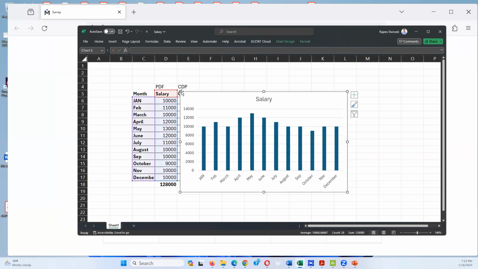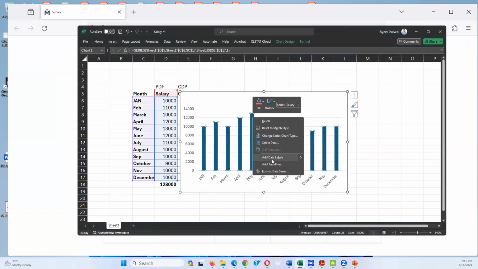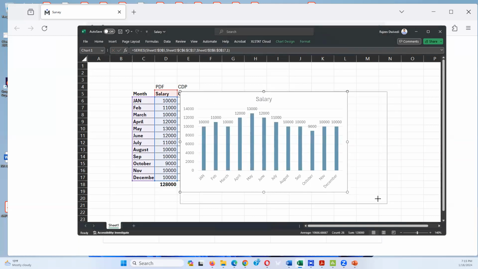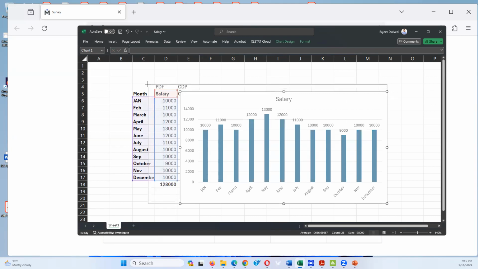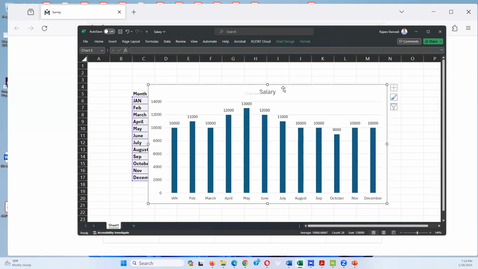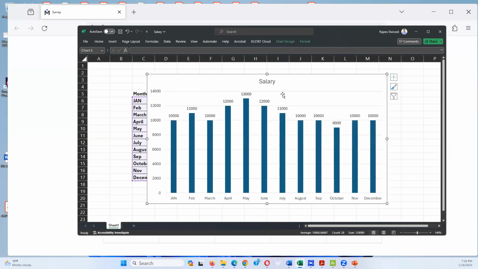Okay, this is very simple. You can easily understand if somebody asks you, based on this monthly salary distribution, what is your salary in June? You can clearly say 12,000. What is your salary in March? 10,000. What is your salary in November? 10,000. So it's very easy to answer the question if somebody asks you, this is the salary.